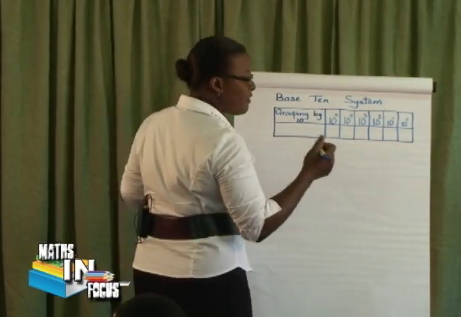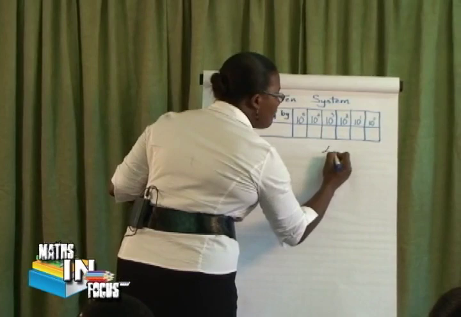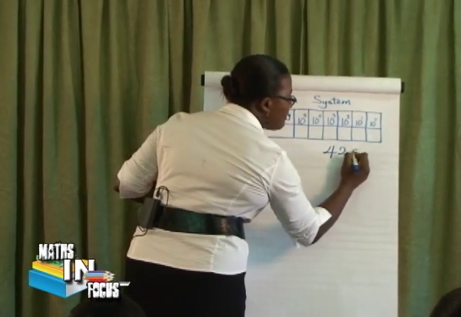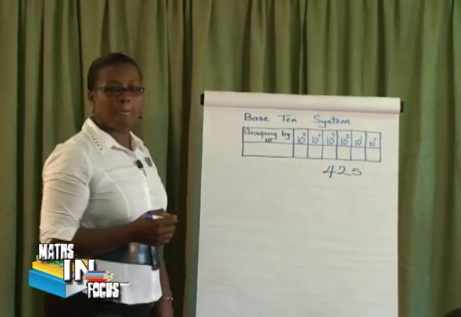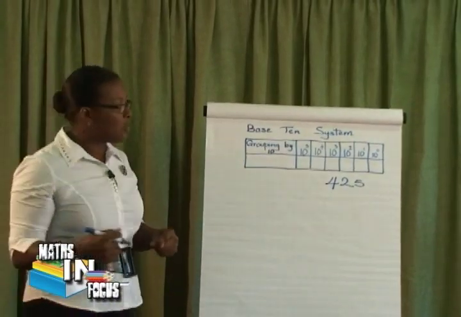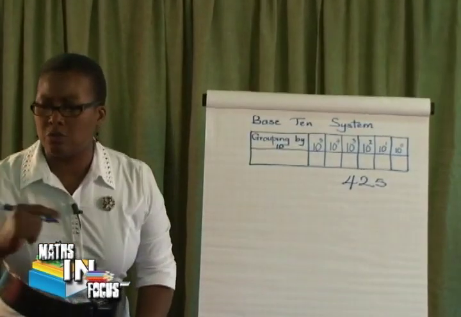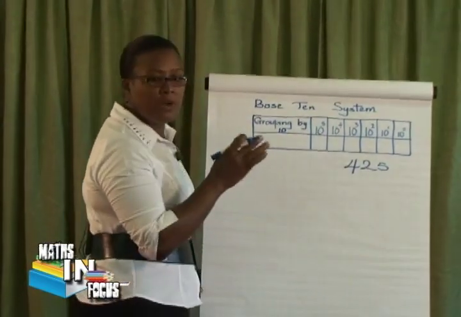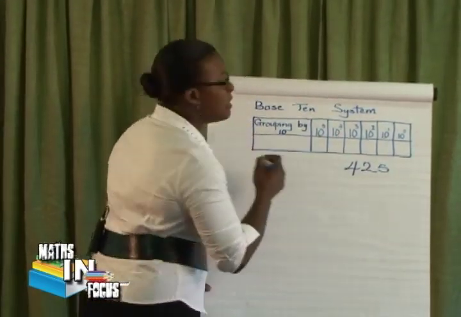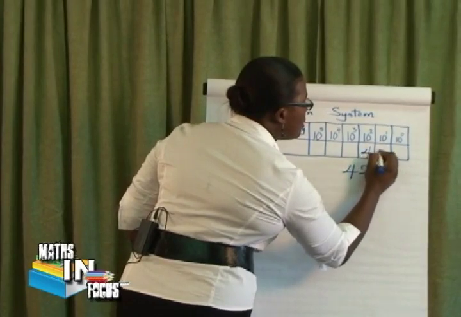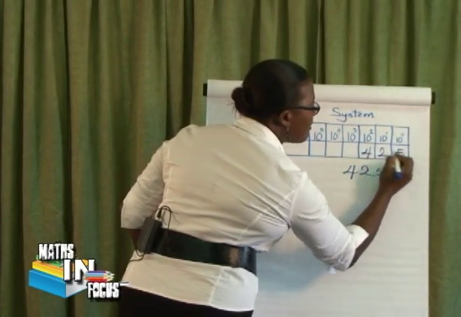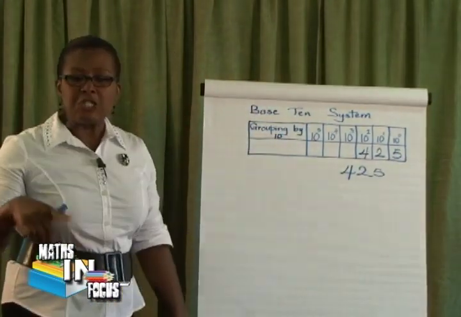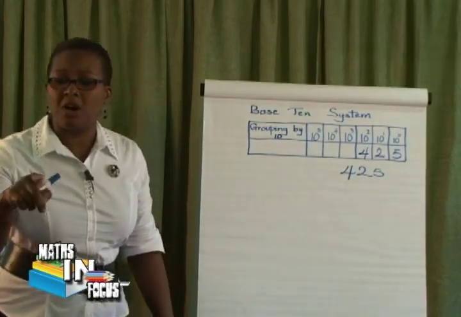We have, let us say for example, the number 425. Somebody comes to you and says, what is the value of that 2? So we're going to take the 425 and we're going to put it on the grid. So we have 425. Now let us check to see who is the boss of the 2.